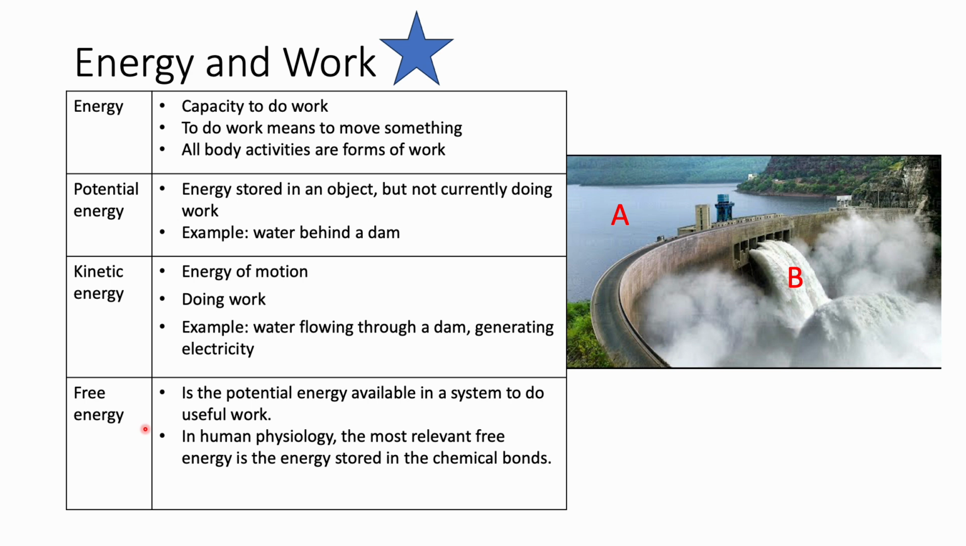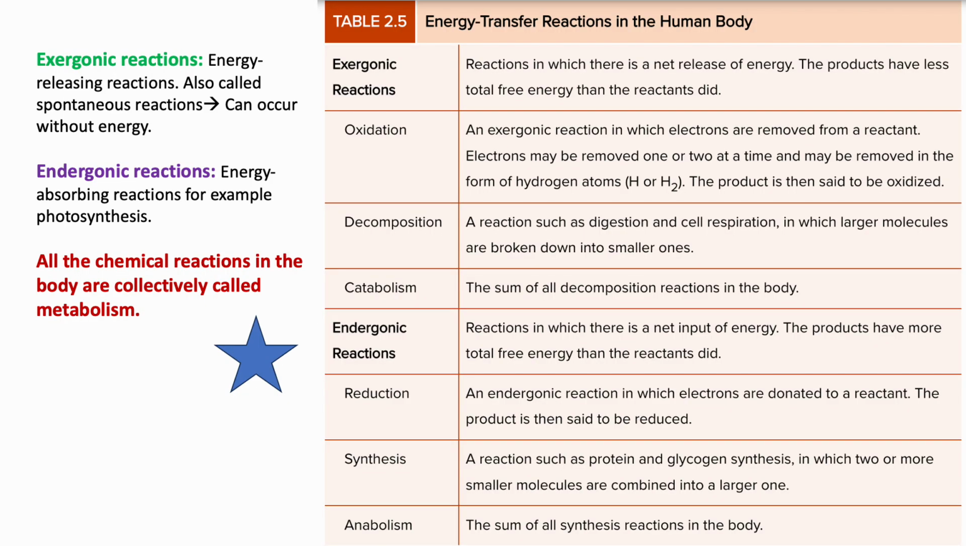We also have free energy. This is the potential energy available in a system to do useful work. In human physiology, the most relevant free energy is the energy stored in chemical bonds. So we're going to learn about this again in a lot of detail, how much energy is stored in our energy bonds, especially in those bonds in our ATP, adenosine triphosphate.